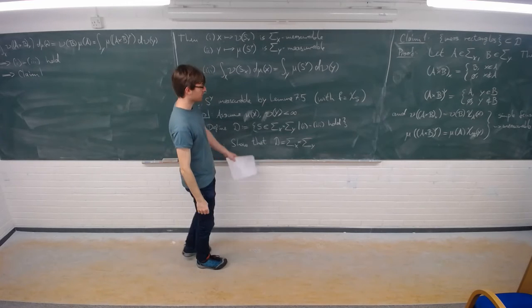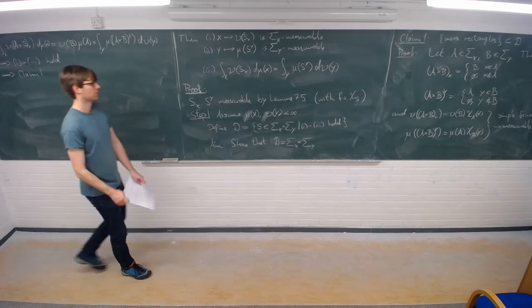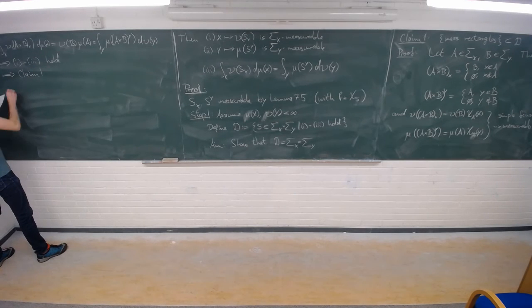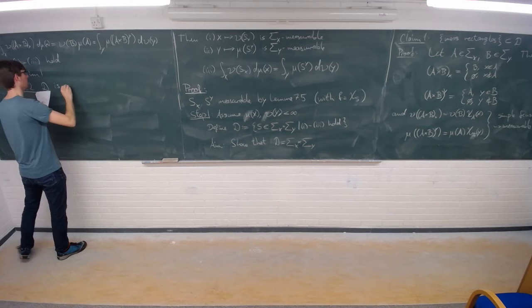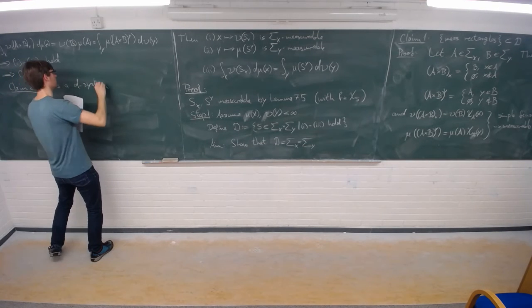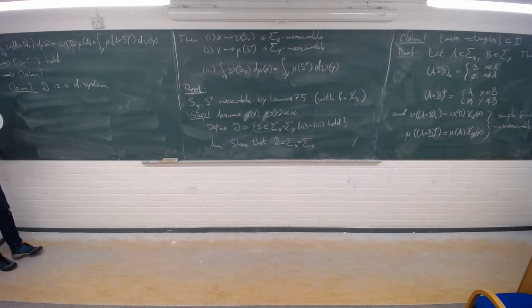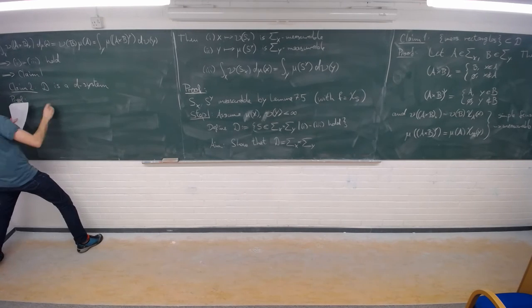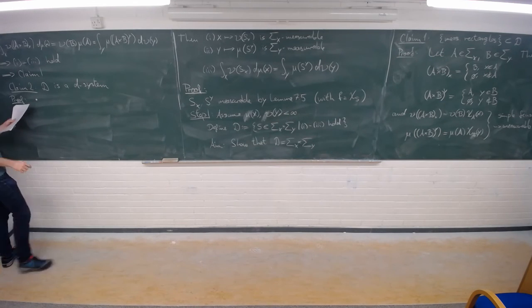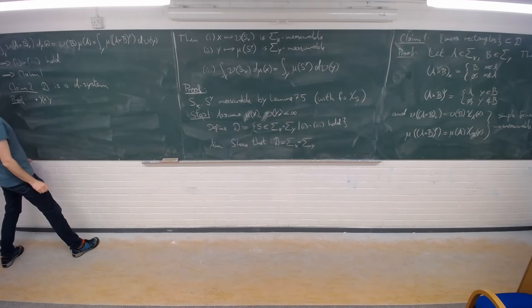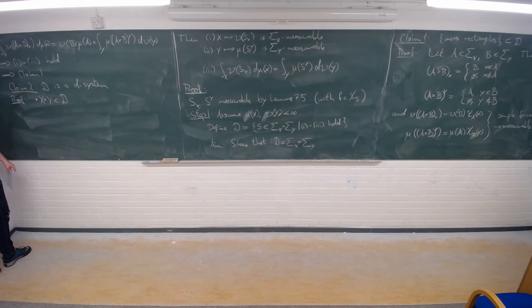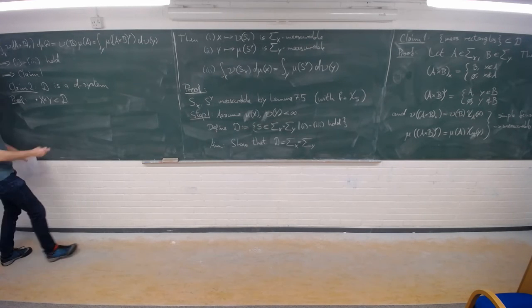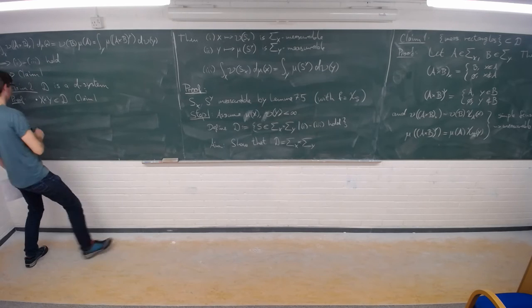Okay, so now we know that D contains a generator of this product sigma algebra. The next claim we're going to prove is that D is a D system. Okay, to show that D is a D system, we have to check 3 things. First, x times y has to be in D, the entire set x times y. This is true by claim 1, right? Because x times y is a measurable rectangle. So this is clear.